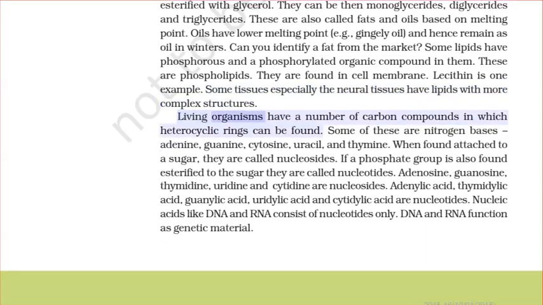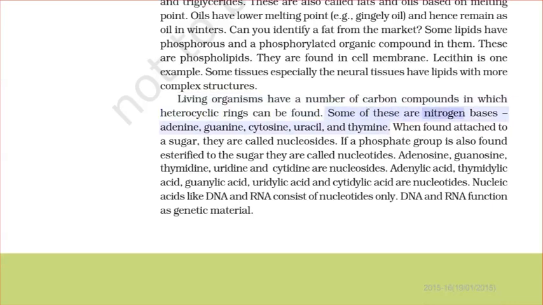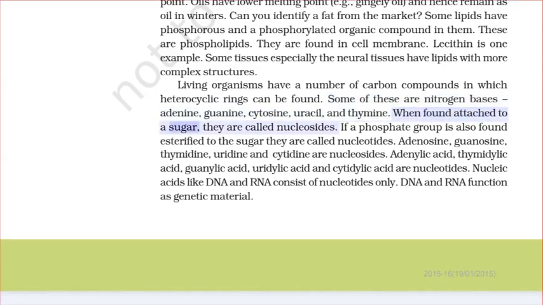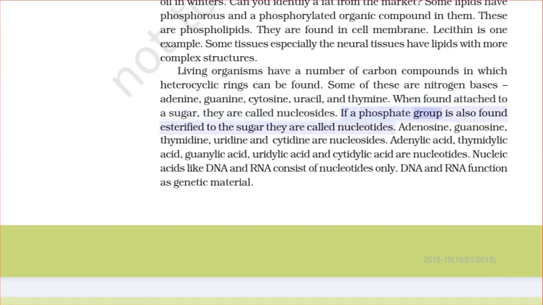Living organisms have a number of carbon compounds in which heterocyclic rings can be found. Some of these are nitrogen bases: adenine, guanine, cytosine, uracil, and thymine. When found attached to a sugar, they are called nucleosides. If a phosphate group is also found esterified to the sugar, they are called nucleotides.